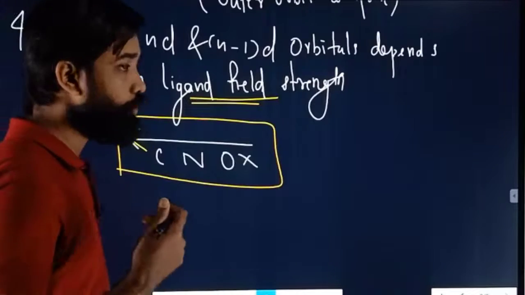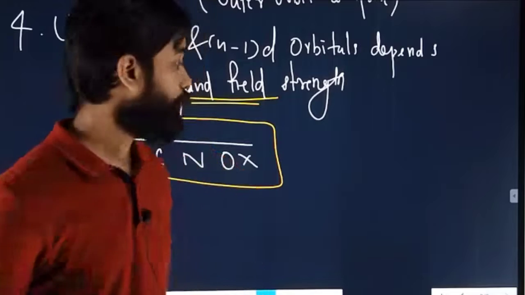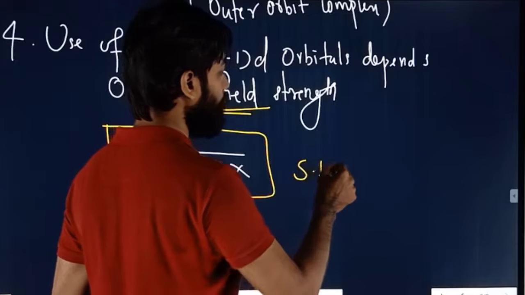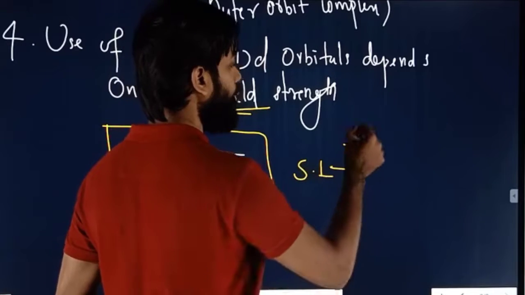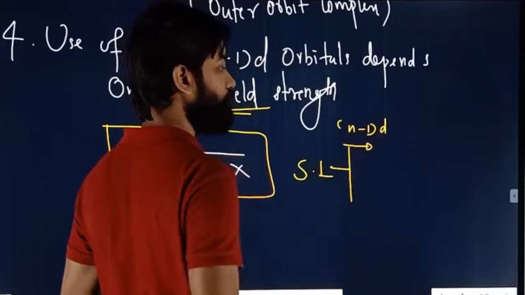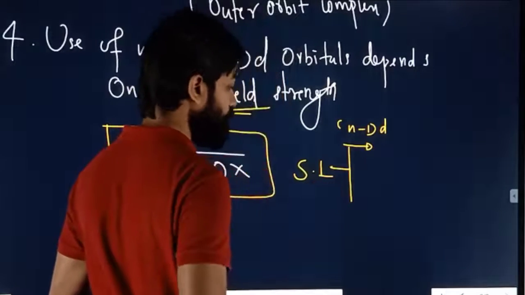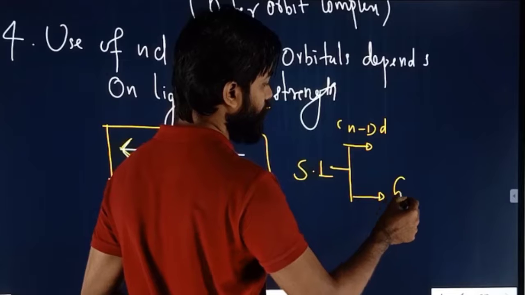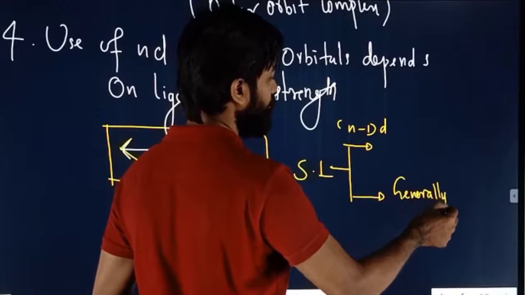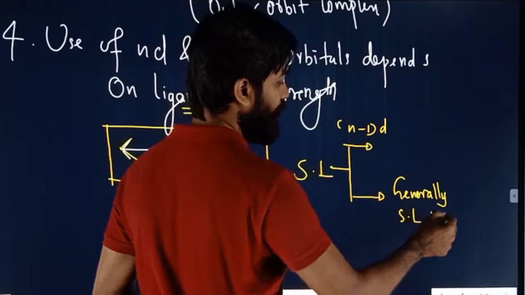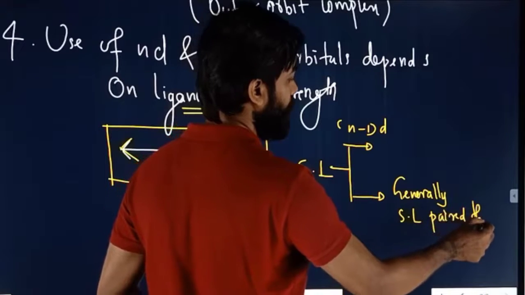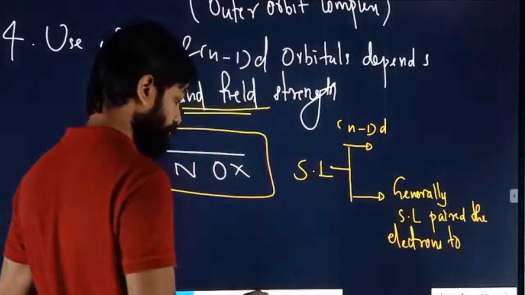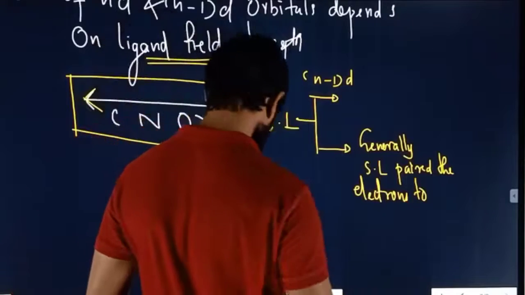So usually, in case of strong ligands, (n-1)d orbitals are used. And generally diamagnetic. Generally, strong ligands pair the electrons, pairing the electrons into the inner orbital.